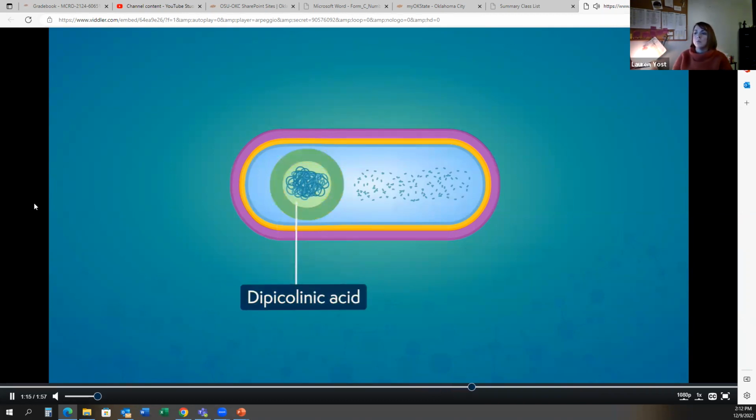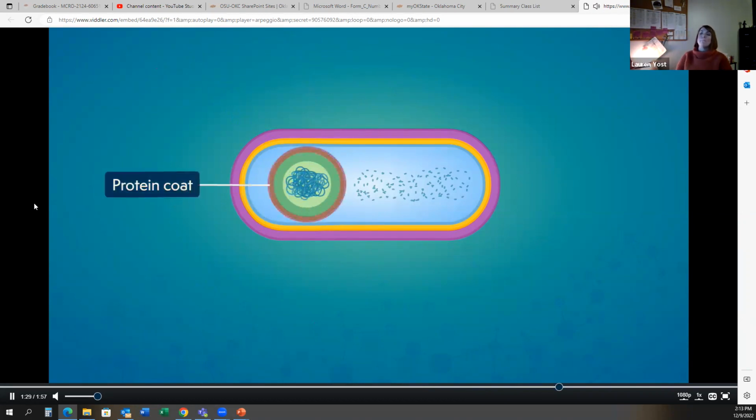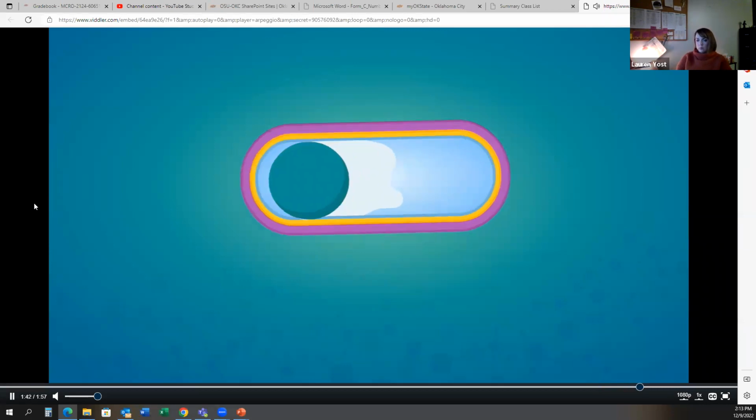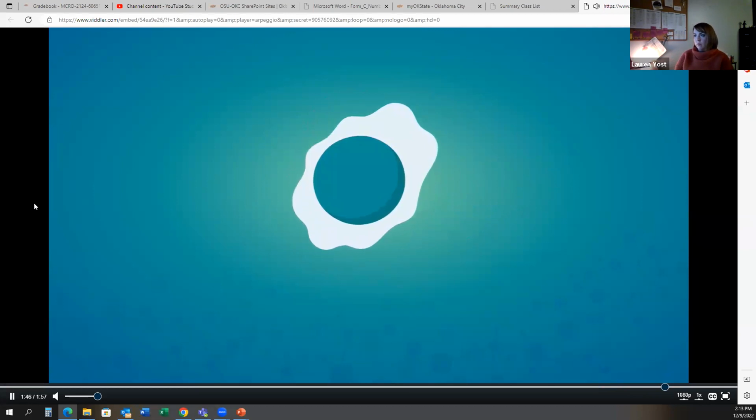Dipicolinic acid is formed inside the developing spore, and calcium enters from the outside. As calcium enters the spore, water is removed. A protein coat forms exterior to the cortex, and the spore becomes mature. Some spores form an additional layer called the exosporium. A mature spore is resistant to environmental conditions. Finally, lytic enzymes destroy the mother cell and the mature spore is released.